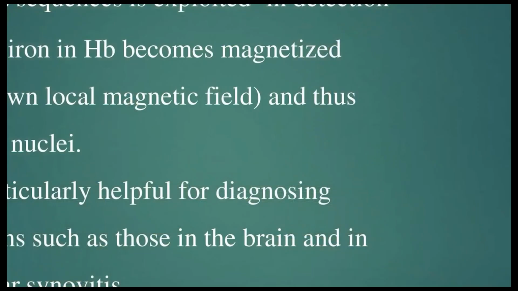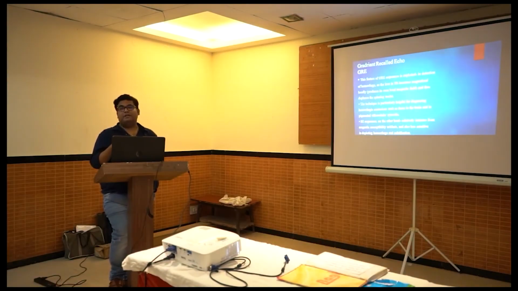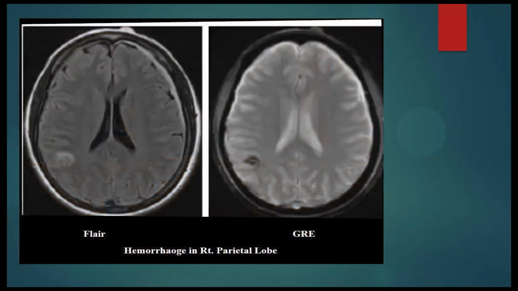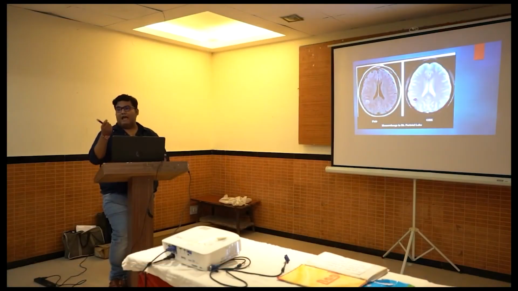Then there is gradient recalled echo. This is a sequence which we will use to look for calcification or hemorrhage to confirm. This was a FLAIR image where we see a slight hyperintensity, but when we did our GRE for the same patient, we see it become darker. This is called blooming. On GRE we see blooming. Calcification and hemorrhage will bloom. Whenever we are suspecting hemorrhage or any calcific thing, like oligodendroglioma, which will have calcific foci, we will do a GRE and we will pick up the calcification or a hemorrhage.